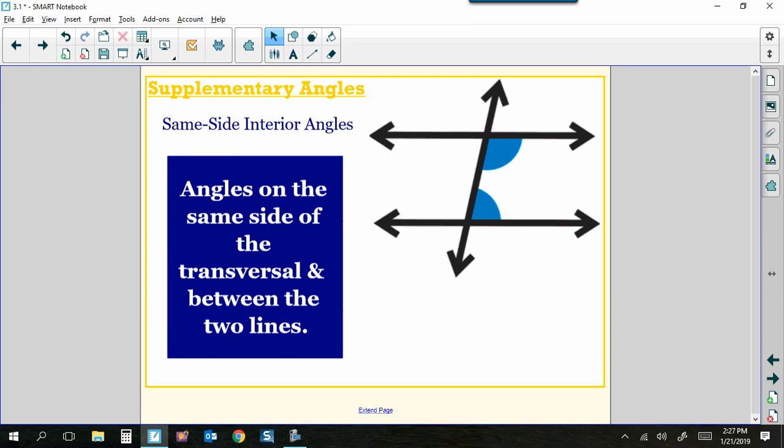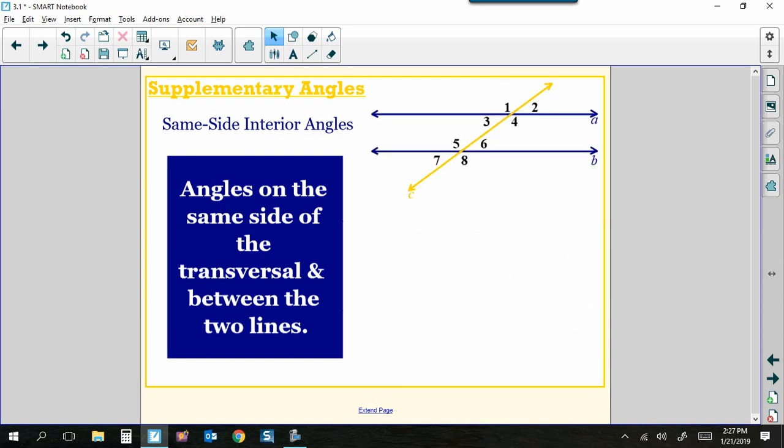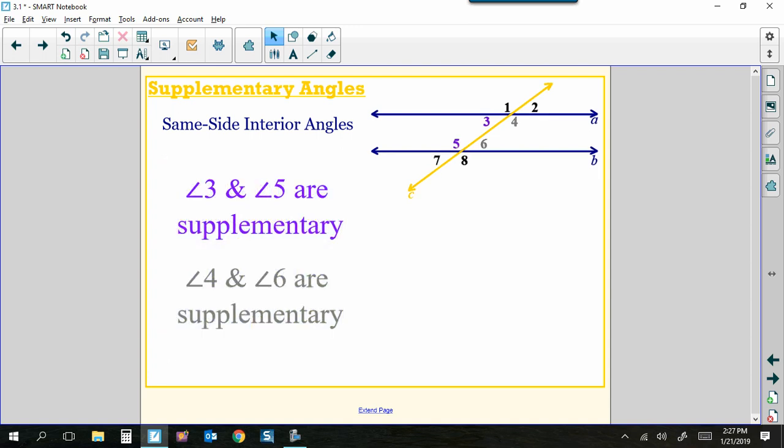So let's go ahead and look at the diagram up at the top. If we say 1, 2, 7, and 8 are exterior, so therefore 3, 4, 5, and 6 are interior. Now we're going to look at those 4 angles that are interior, but on the same side of line C, our transversal. So 3 and 5 would be on the same side, and 6 and 4 would be on the same side. So we are able to say that those pairs are supplementary because they are same side interior angles.